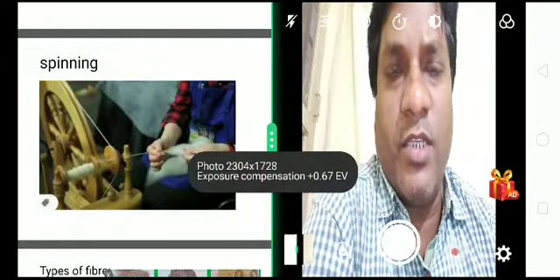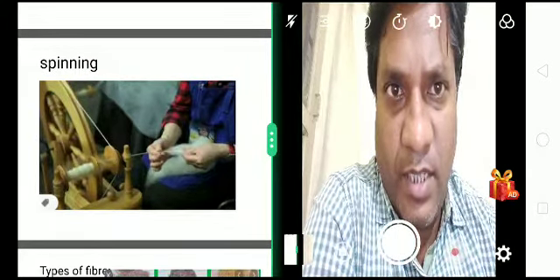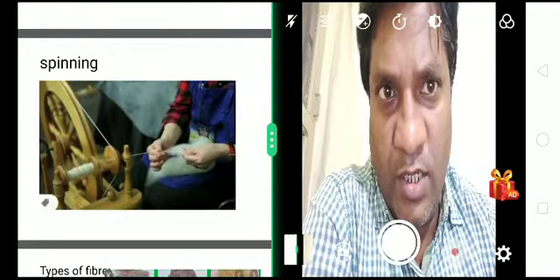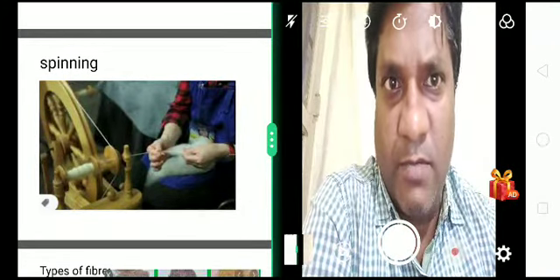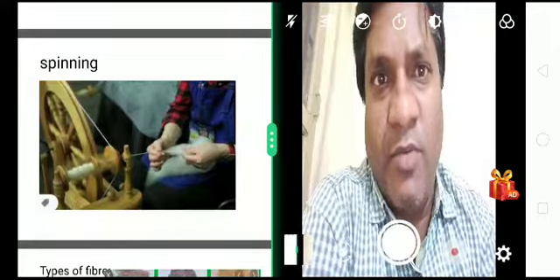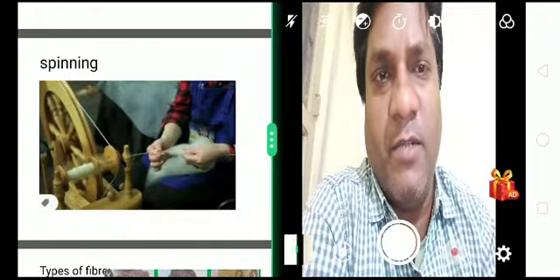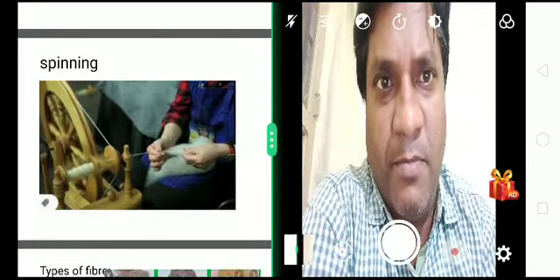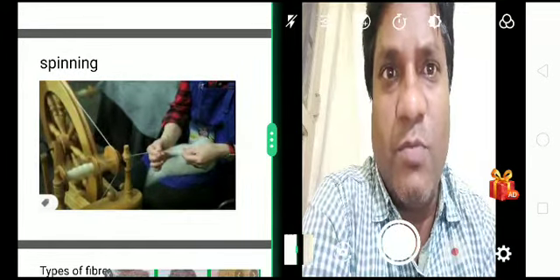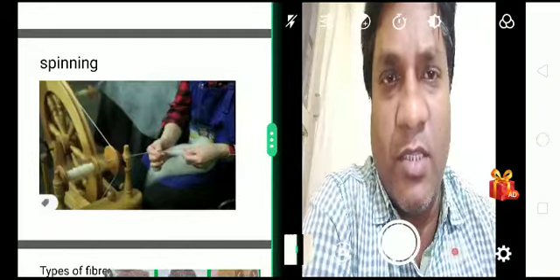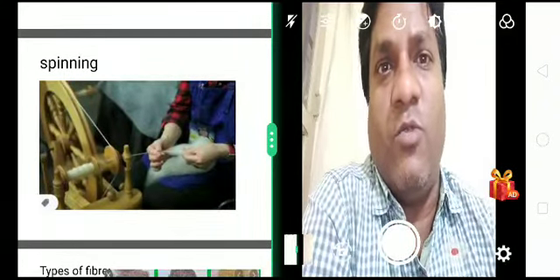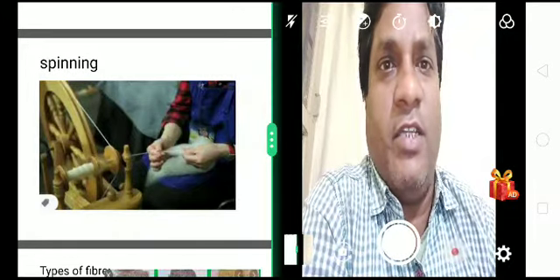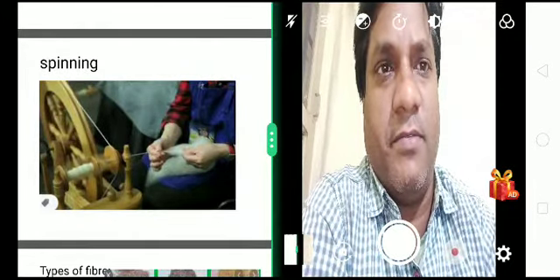Now this is the process by which fiber is converted into yarn. You can see the person holding the fibers, cotton fiber, and then there is a wheel which is rotating at a higher speed, and the person is releasing the fibers bit by bit. So those fibers, they get twisted among themselves and it is converted into a bundle of thread that is called yarn, which you can see in the photograph.